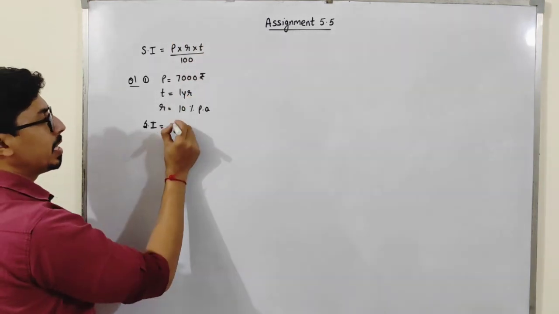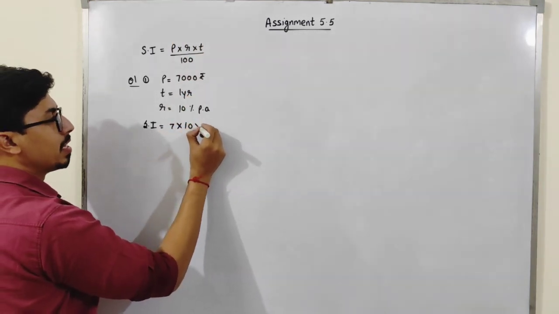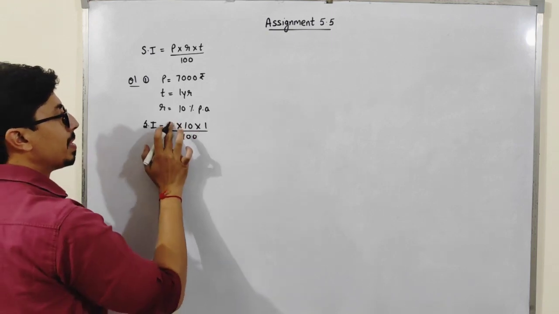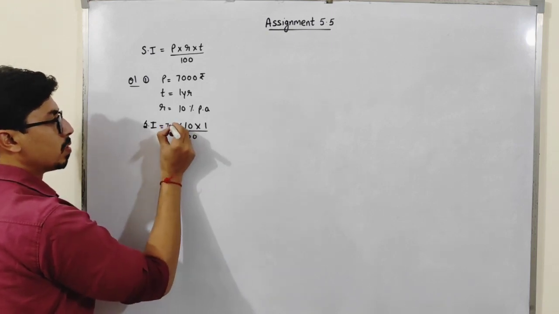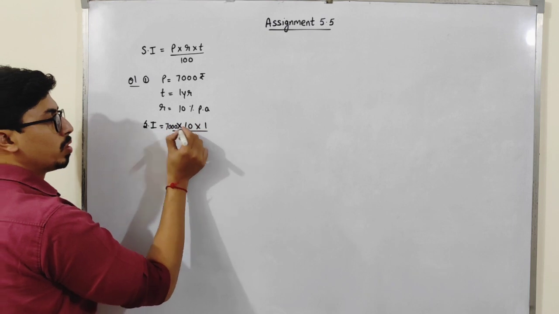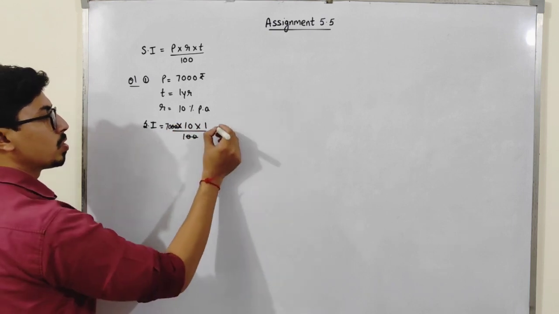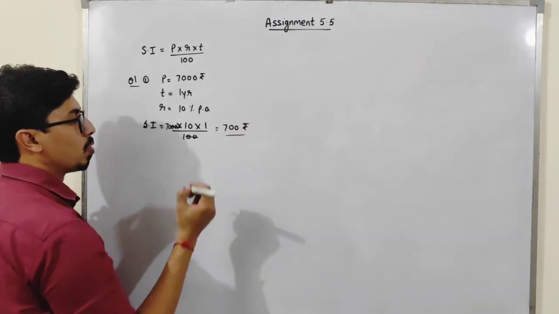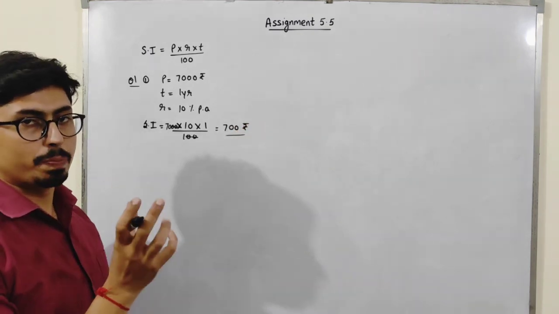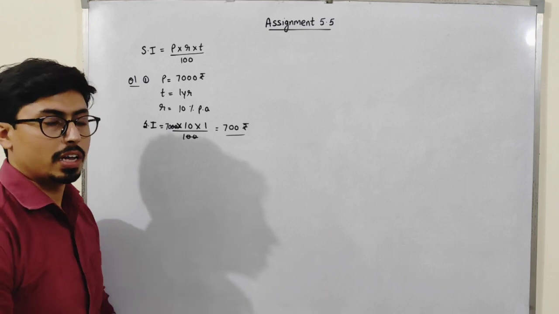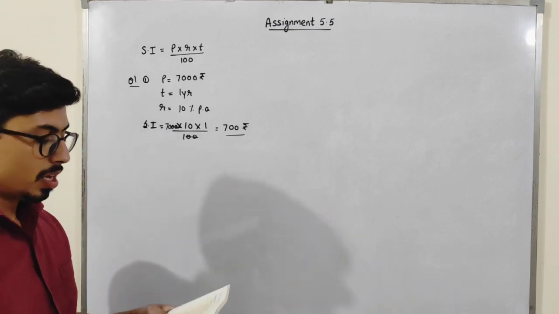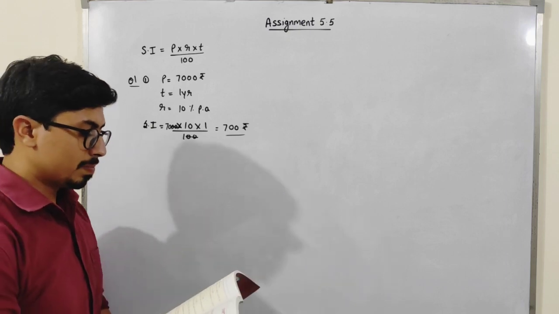P into R into T. So P into R, rate is 10, time is 1 upon 100. Sorry, principal is 7,000, students. So 2 zeros can be cancelled out by these 2 zeros. So it will be 700 rupees. Okay, so 700 rupees interest Ramesh had to give to the bank. Okay. So the second part, students.